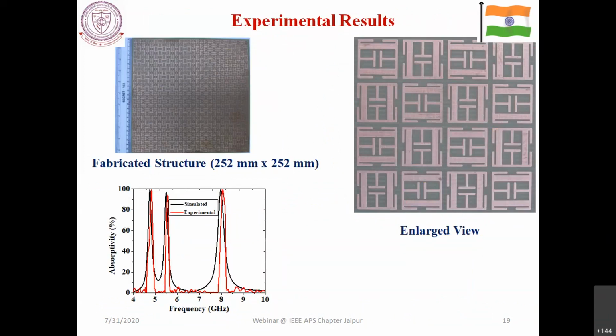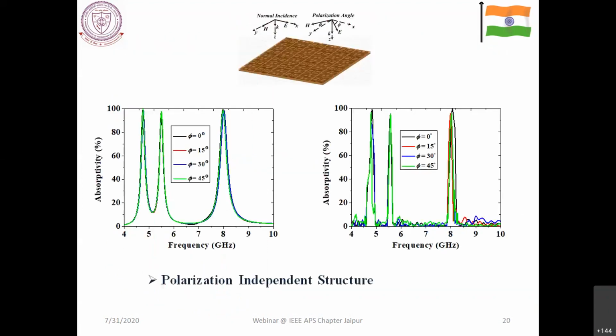So you can see again, the same way, you can get the fabricated structure, and the simulated and experimental results are in good agreement. Okay, so that's what I was just telling a few minutes ago, that here you can vary the polarization angle over here, and with respect to this change of the polarization angle, the response becomes invariant in both the simulated and the experimental one. How you can change this one?